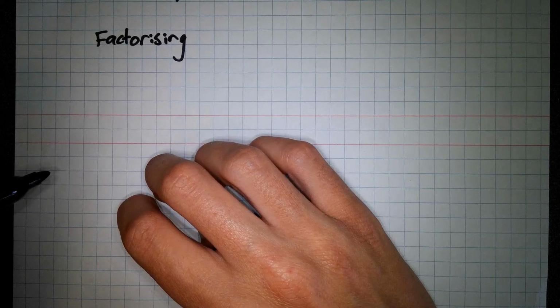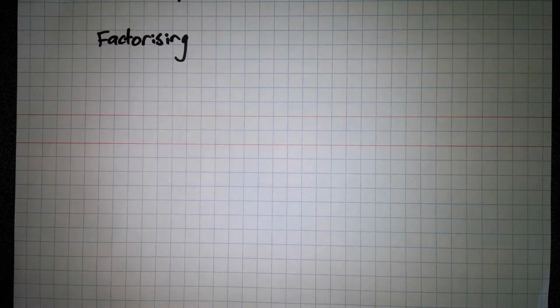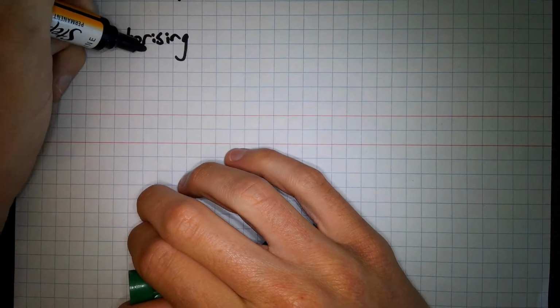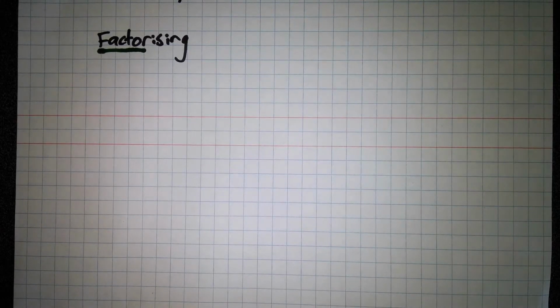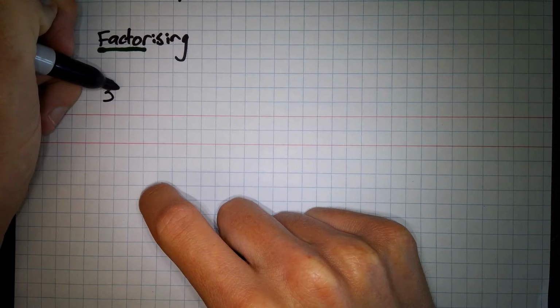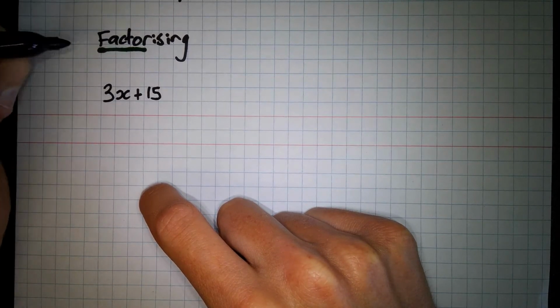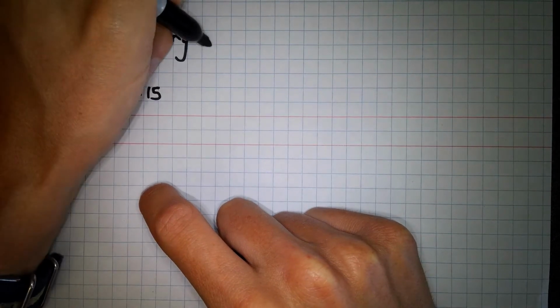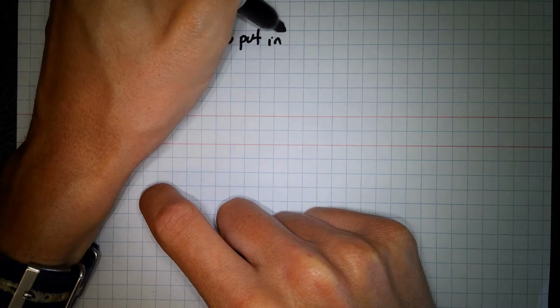So let's look at factorising with a common factor. Now, as the name suggests, factorising is all about looking for factors. So let's start off with this example here: 3x plus 15. Essentially, factorising is to put into brackets.